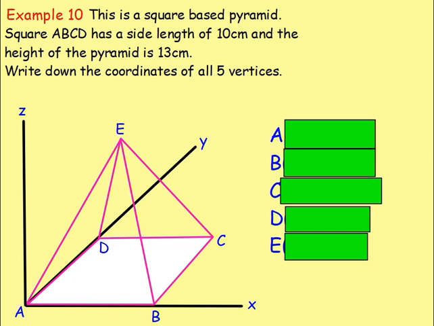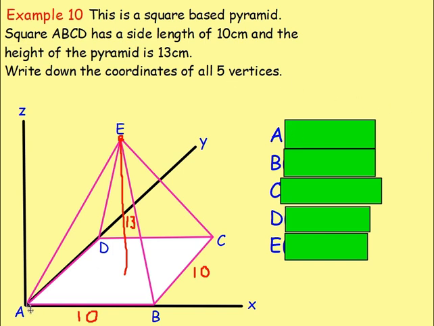So right away we're told this here, ABCD, is a square, and every single side is 10 centimeters. So that'll be 10, that'll be 10, this length will be 10, and this length will be 10 as well. And the height of the pyramid, so from the top down to the bottom, will be 13 centimeters. So, write down the coordinates of all 5 vertices.